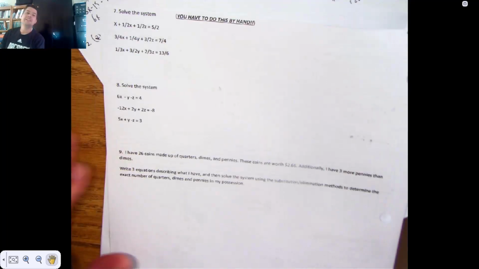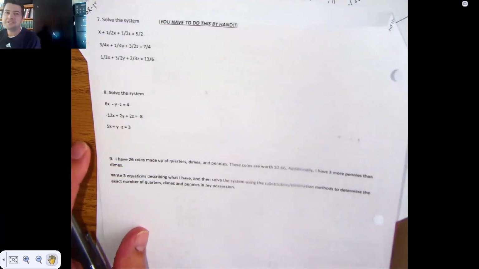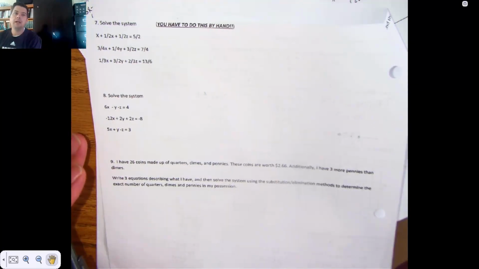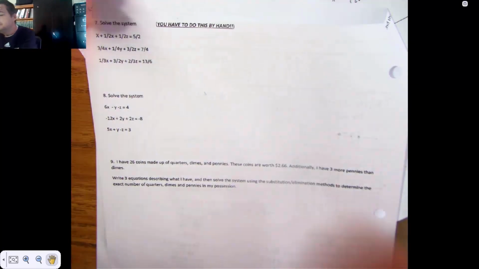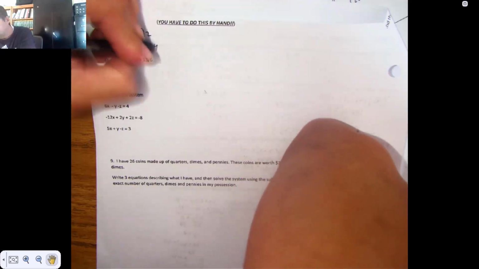Oh, look at 7. And look at what it says off to the side. You have to do this by hand. So here's what I'm going to do. I'm going to make these equations look easier to look at. I'm going to double everything in the top. I'm going to quadruple everything in the second. And I'm going to multiply everything in the third by 6. It's the LCD method. This is to eliminate fractions.